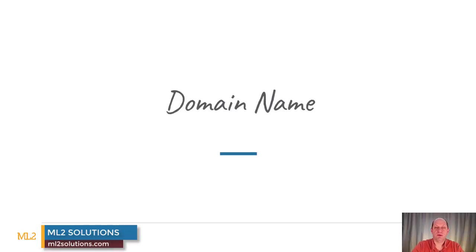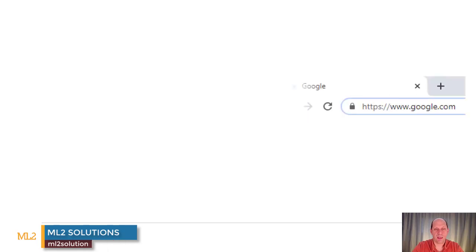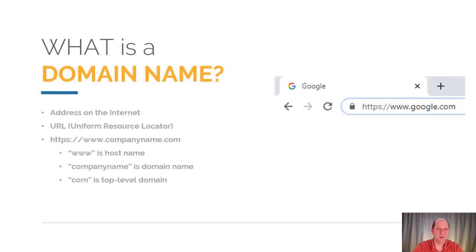Next part of a small business website we'll talk about is what's called a domain name. What is a domain name? Well, it's an address on the internet. So as you see on the example there, in a web browser, you may type in something like https://www.google.com. That's the address of your website.